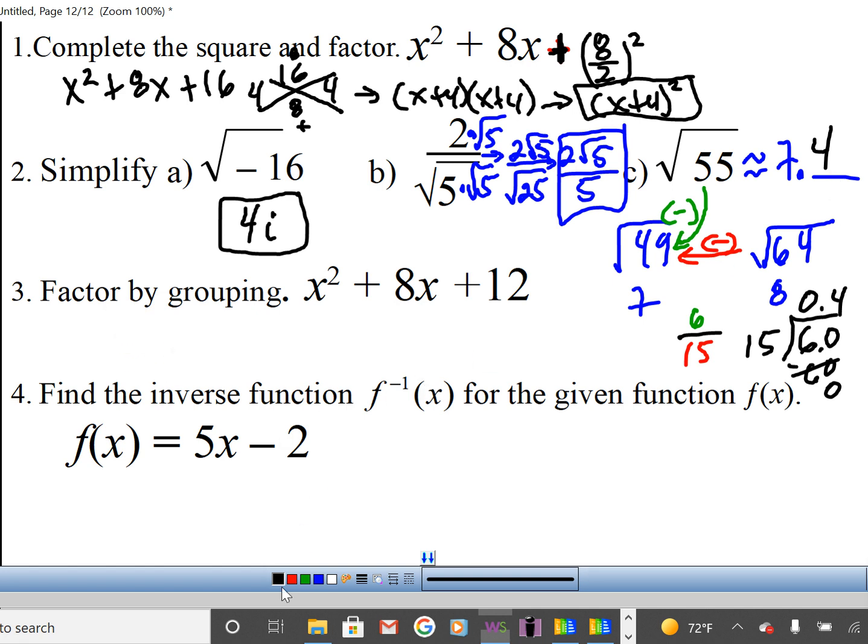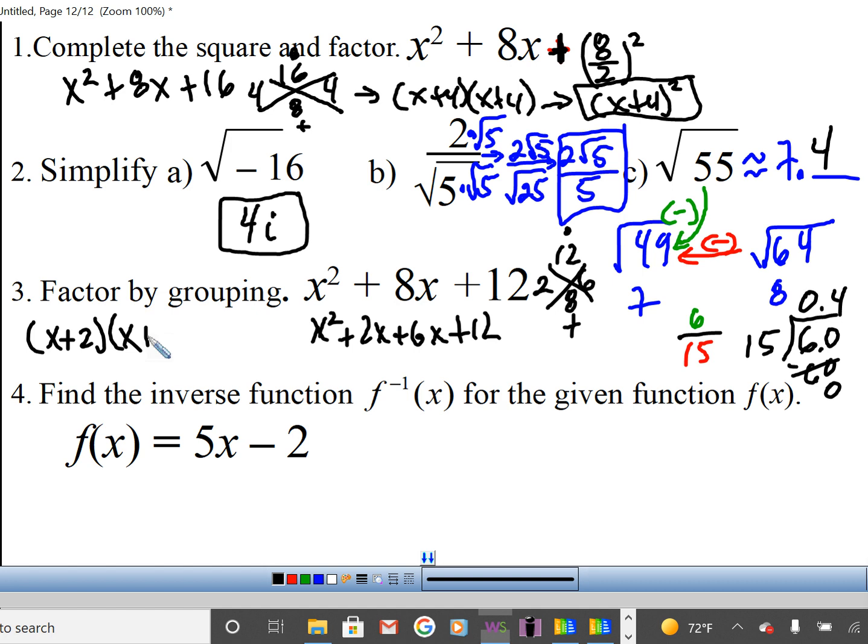And number 3, after you factor this, 12, 8, that's 2 times 6, yes? So you write x squared plus 2x plus 6x plus 12. You group, you end up with x plus 2 and x plus 6. Yes? Alright?